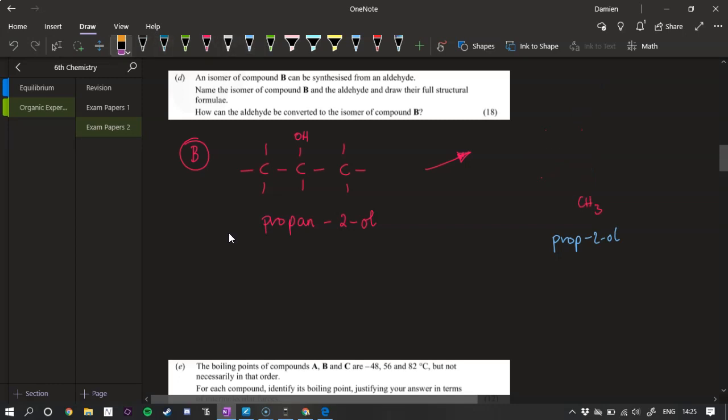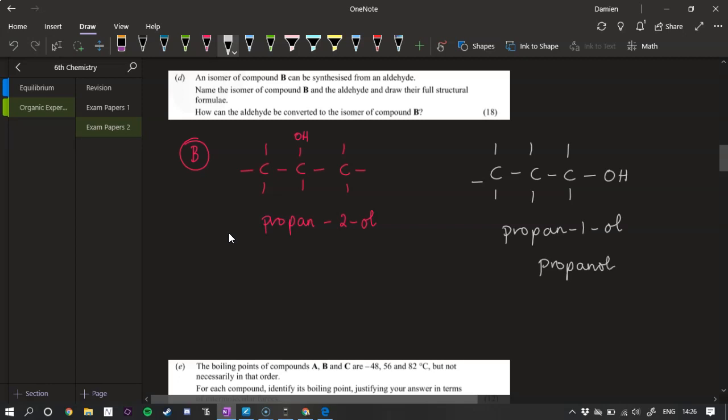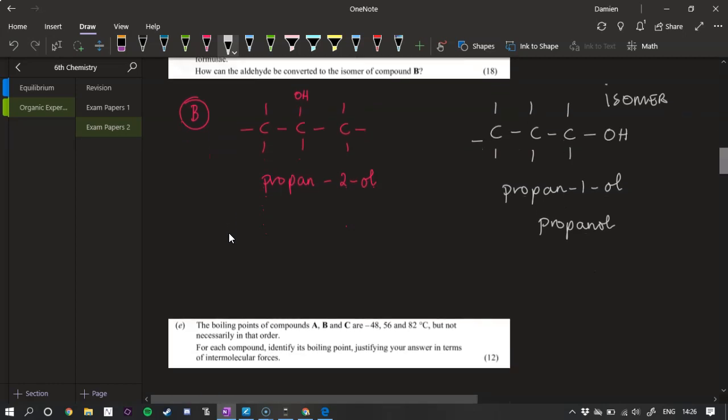So the actual best way to do this is if you just move the OH group. So if you move the OH group, you again still end up with the isomer being this. And again, all your carbons are surrounded by hydrogens. This is different because this is propan-1-ol, which is a different compound, or just propanol. So that's the isomer. Remember, same amount of carbons, hydrogens, oxygens, same molecular formula, but different structural formula.